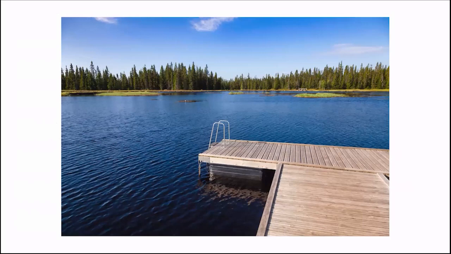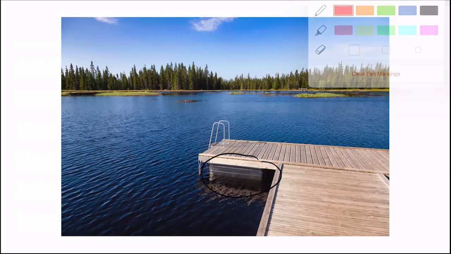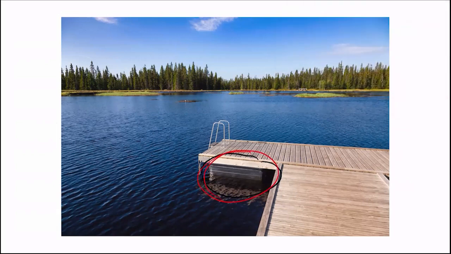So now, if we're talking about, in this case, aluminum. So we have an aluminum pontoon dock. This dock is floating on pontoons, so it's basically floating on aluminum bladders. And so that aluminum is submerged underwater.